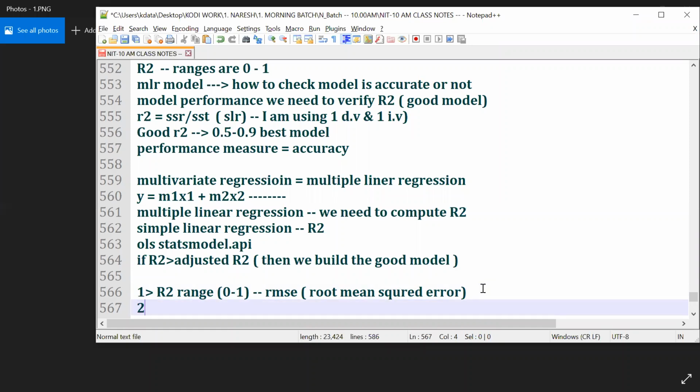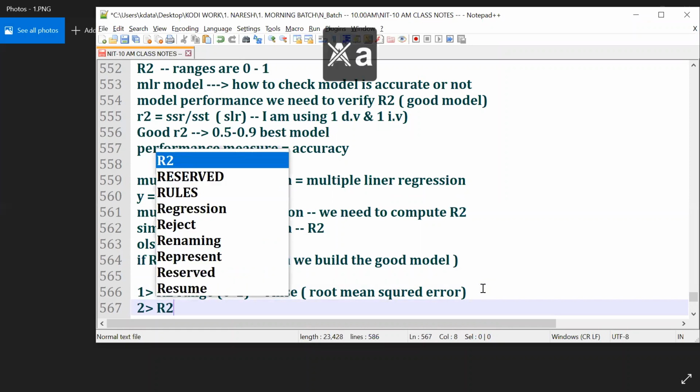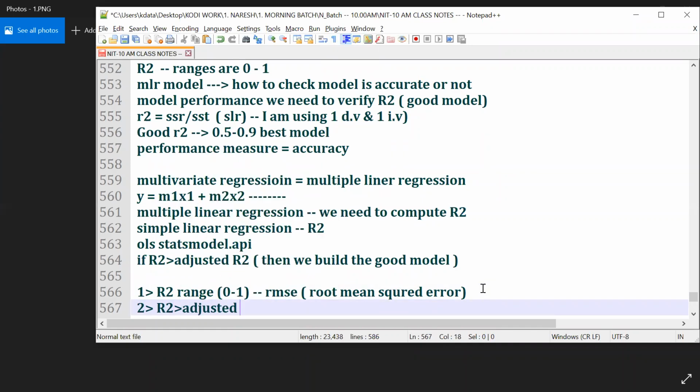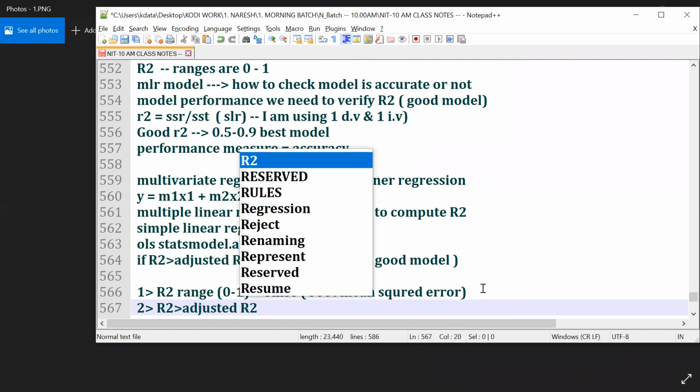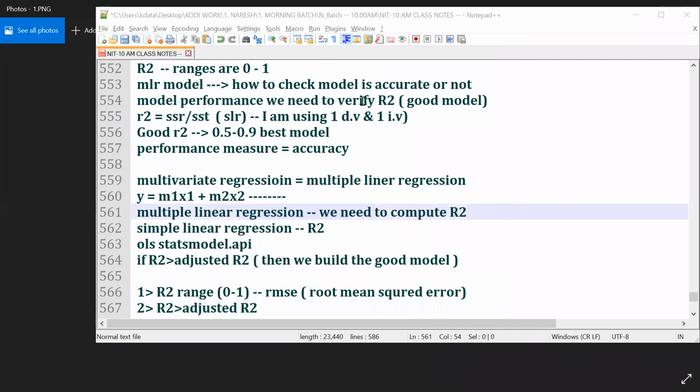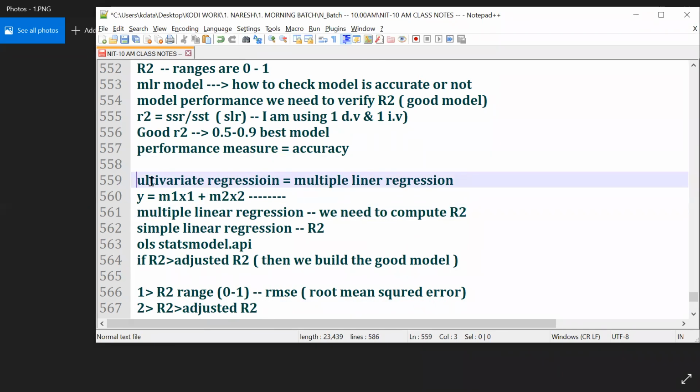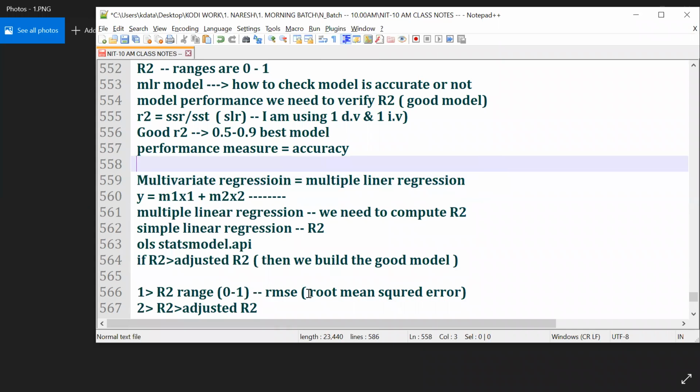The second one: R squared is greater than adjusted R squared. Look at these two parameters. We need to verify whether the model is a good model or a bad model. And anyway, I'm going to show it in the practical part. Just spend some time on these concepts and then we will build many models, guys. Clear? Yes, team? Now the next one.